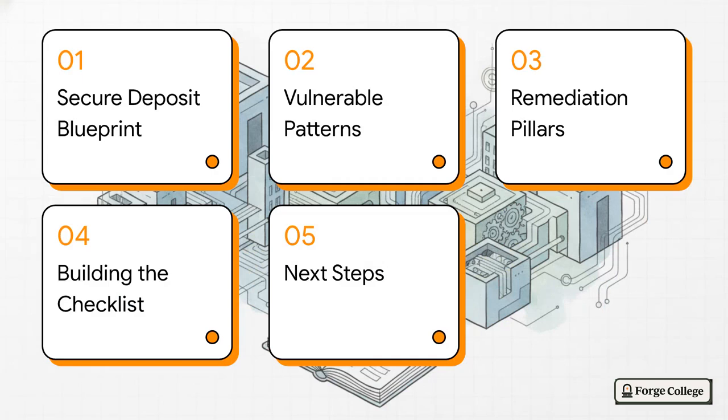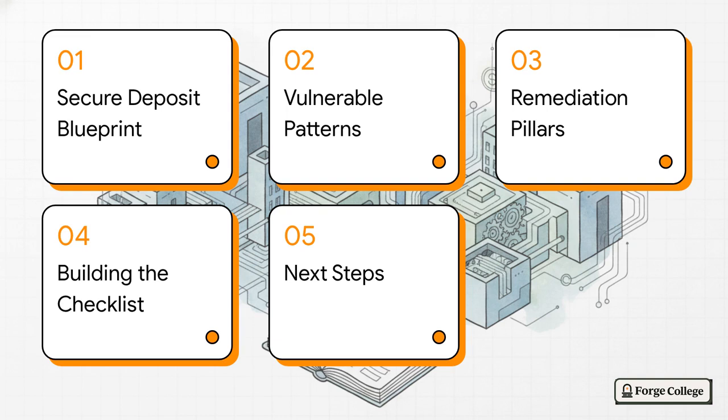All right, let's quickly run through our engineering table of contents for today. We'll kick things off with the secure deposit blueprint. Number 2, spotting vulnerable deposit patterns. 3, the 3 pillars of remediation. 4, building the audit checklist. And finally, number 5, next steps for withdrawals.